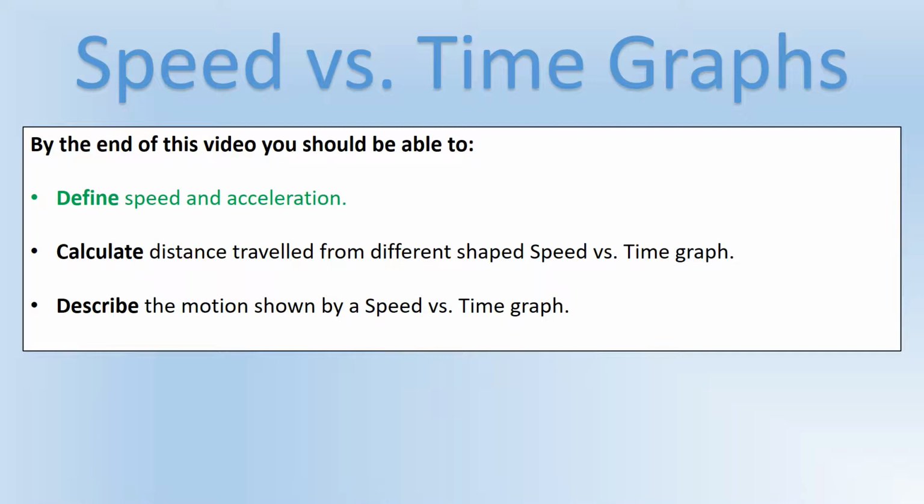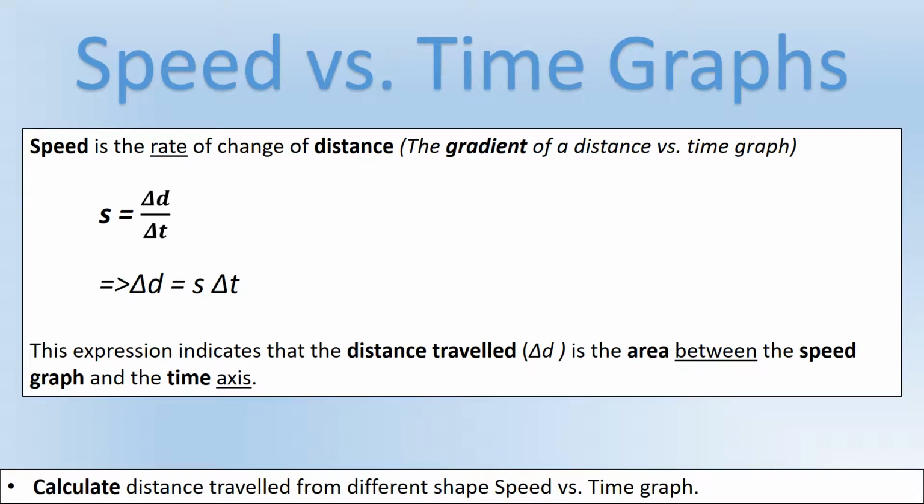Now let's get on to calculating the distance travelled from different shaped speed versus time graphs. Okay, so to get the distance travelled, first we need to rearrange the equation we had earlier. So I'm making the distance travelled the subject of that equation. So what this equation we're now looking at means is that the distance travelled is the area between a speed graph and the time axis. Now I'm going to show you what that looks like.